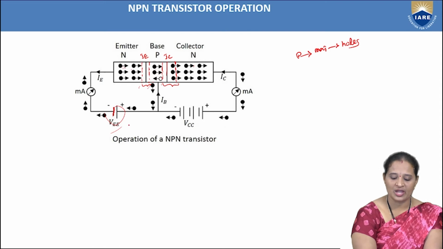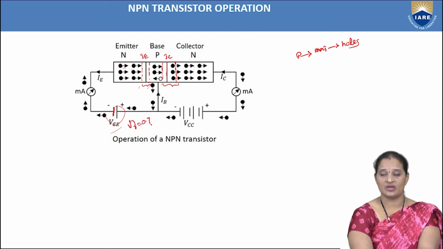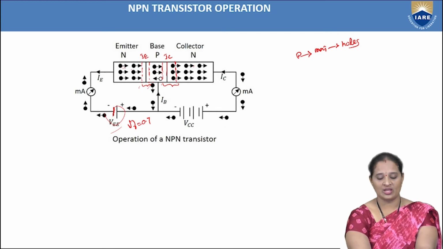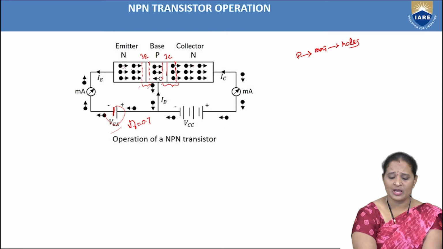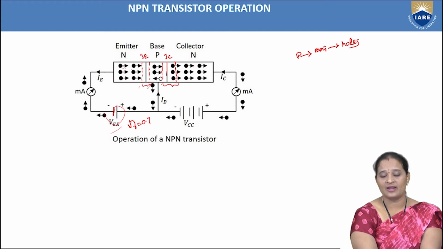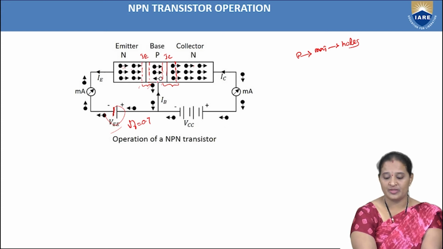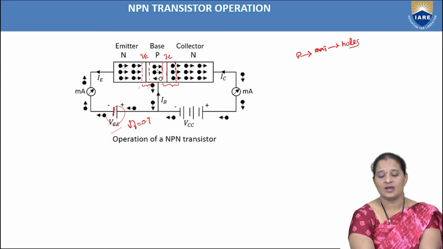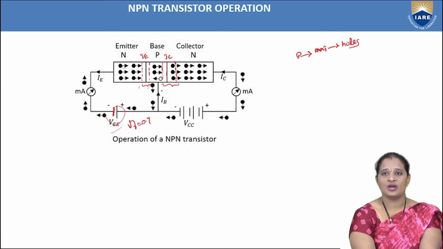Whenever the applied voltage exceeds V gamma, what is V gamma? Cut-in voltage, either 0.7 or 0.3: 0.7 for silicon and 0.3 for germanium. Whenever it exceeds that, the electrons can cross the depletion region and enter into the p-type base region, where the majority charge carriers are holes and the minority charge carriers are electrons.